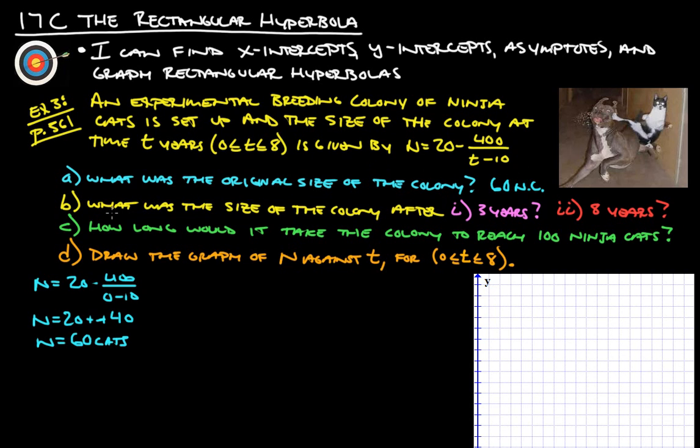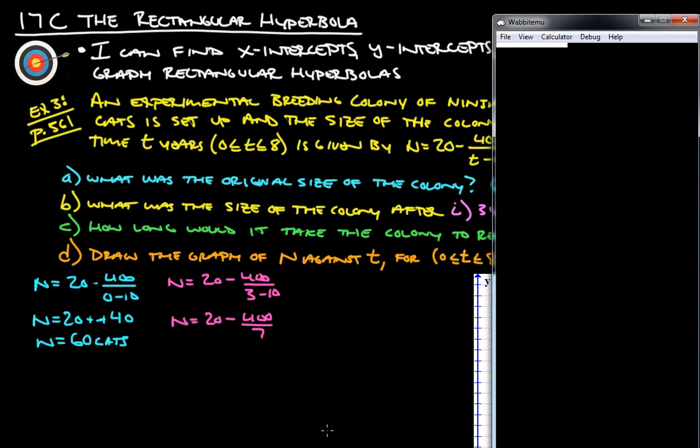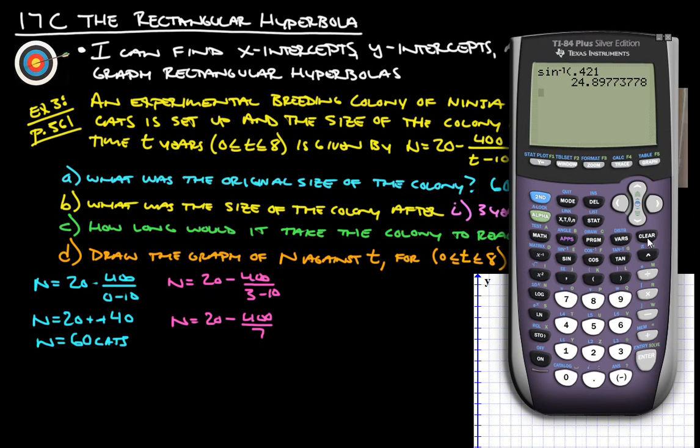All right. So what's the size of the colony after 3 years? So now we're going to just simply put 3 in for t, and away we go. So n equals 20 minus 400 all over 3 minus 10. So that's 20 minus 400 over 7. And let's bust out our calculator, make our life easy.